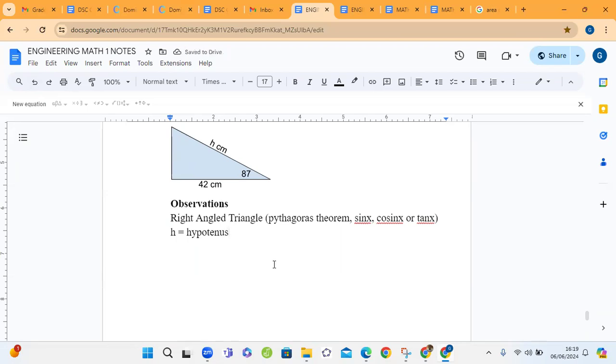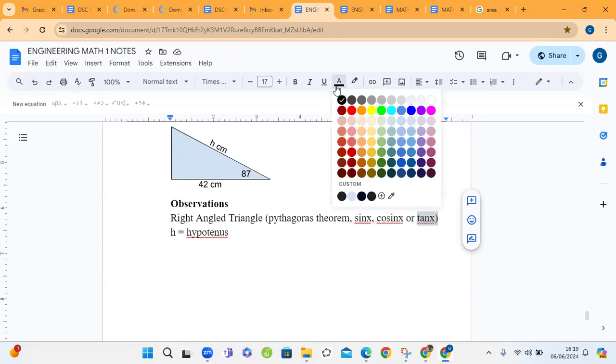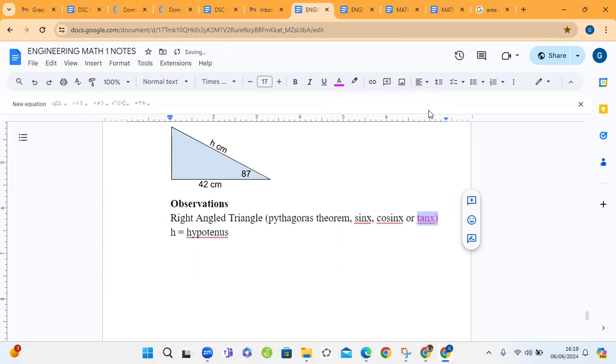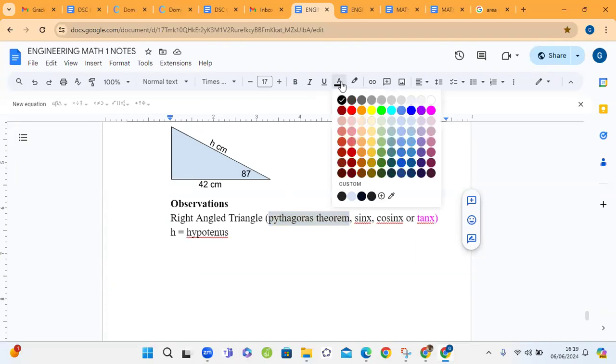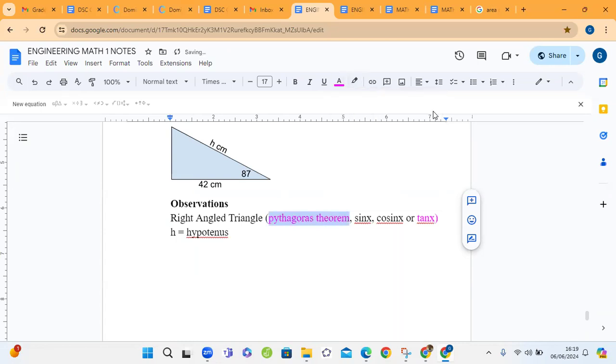So once you know that you have to find the hypotenuse, you have already canceled out tan. Tan is out of it. Pythagoras theorem is out of it because to apply Pythagoras theorem, you need at least two sides. You have only one side, which is 42, so Pythagoras theorem cannot be applied. So I'm left with sine or cosine.